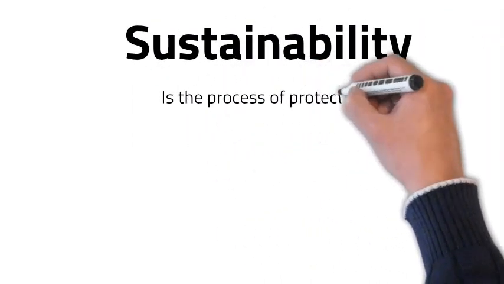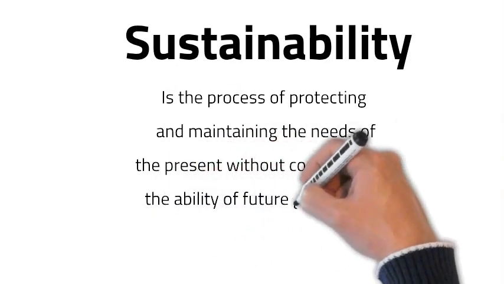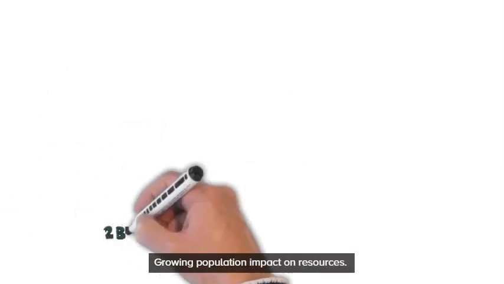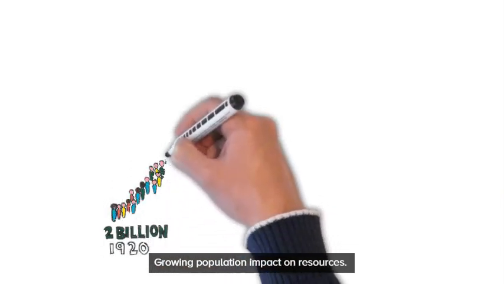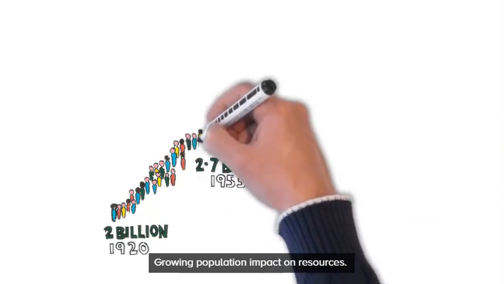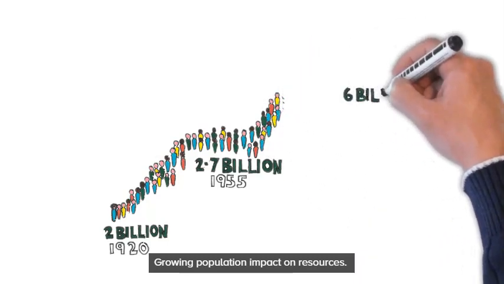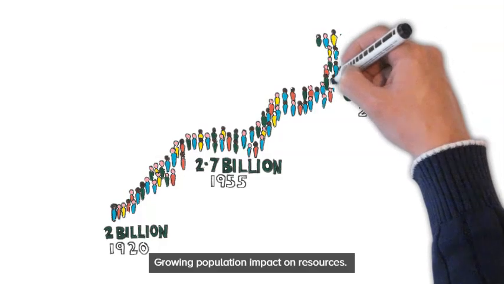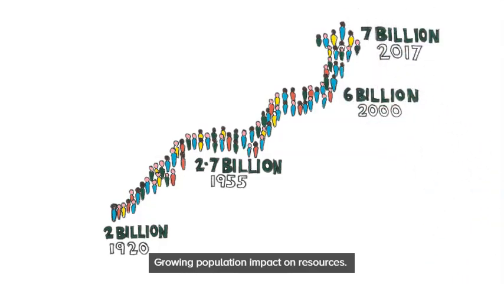Sustainability is the process of protecting and maintaining the needs of the present without compromising the needs of future generations. The world's human population continues to grow. Since the beginning of the 20th century, the population has increased from just under 2 billion to 2.7 billion in 1955. It takes 12 years to grow by 1 billion. In spring 2017, the world population was 7.5 billion.